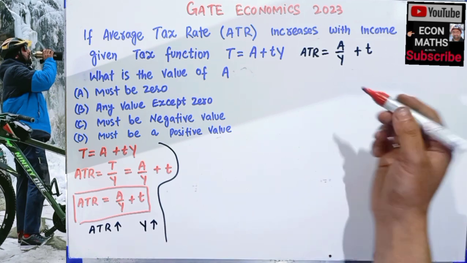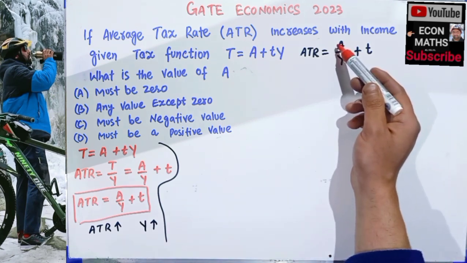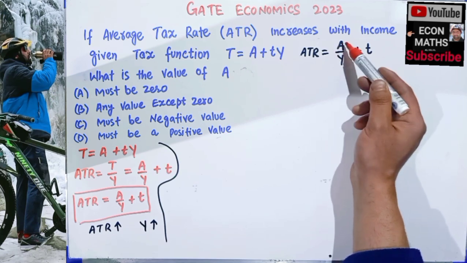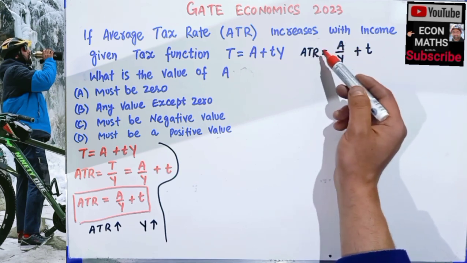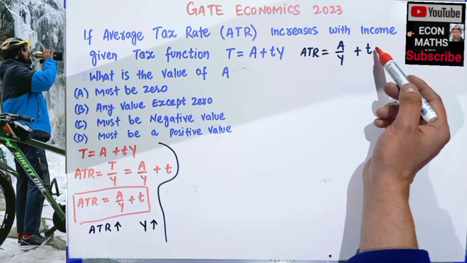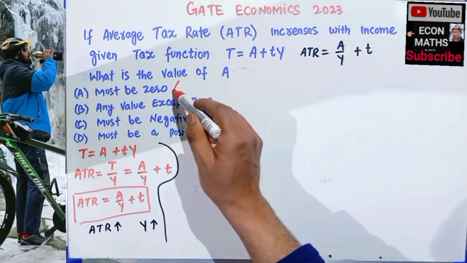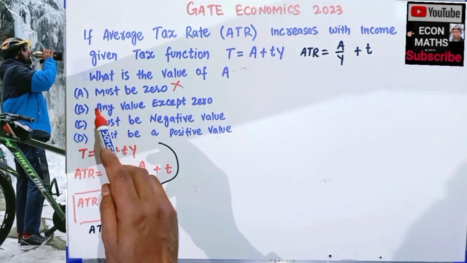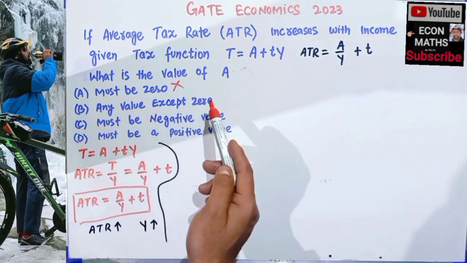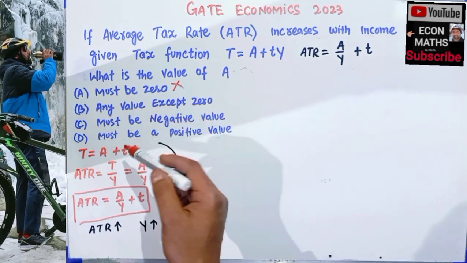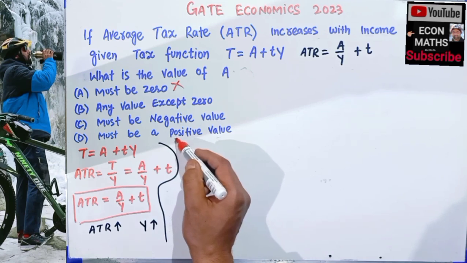Now if a is equal to 0, this whole term becomes 0, then the average tax rate will remain constant. So it cannot be 0. Second option is any value except 0. By any value we mean positive or negative. Let us see first the positive value.